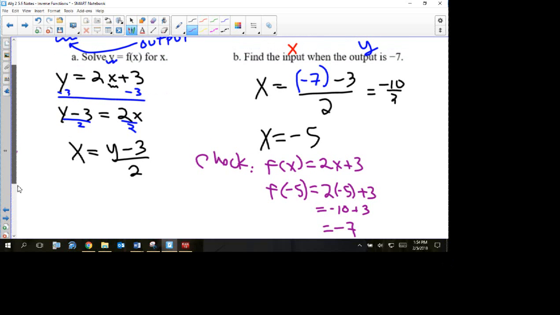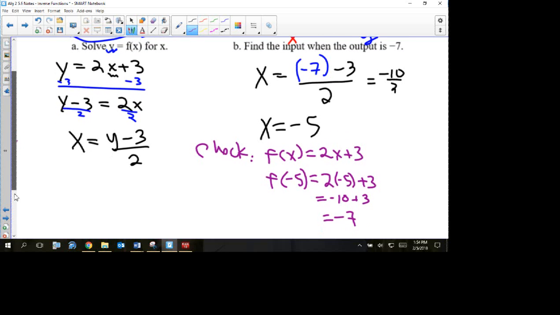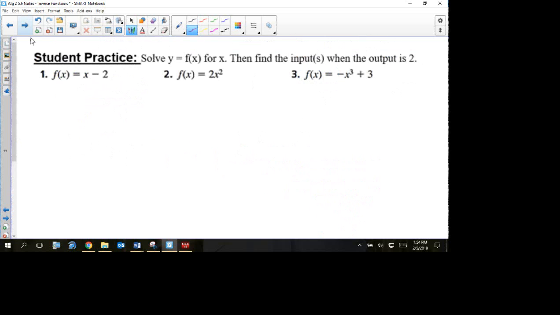I'm going to come back and talk about this in just a moment. But let's try that for number 2 and 3, let's not do all 3 of them. You're going to first solve the equation for the other variable, and then you're going to put in the output and find the input. We're going to do the exact same thing we just did.